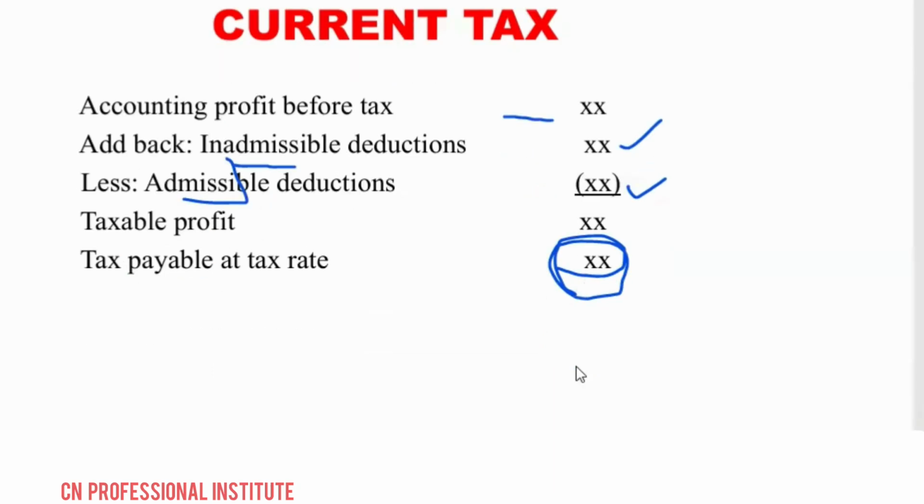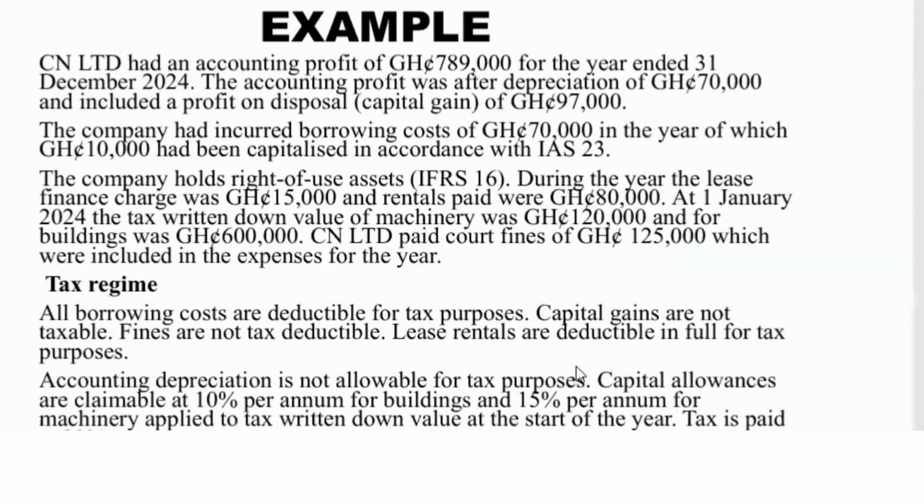Now, let's break here. In the next video, we'll solve this question. It's a very nice question. It has everything. We are going to compute the current tax. We have capital gain here. We have borrowing cost, expenses that are allowed and those that are not allowed. We compare it with the tax regime of this particular country, and then we'll look at how to go about it. So I'll see you in the next video where we continue with IAS 12 income taxes.